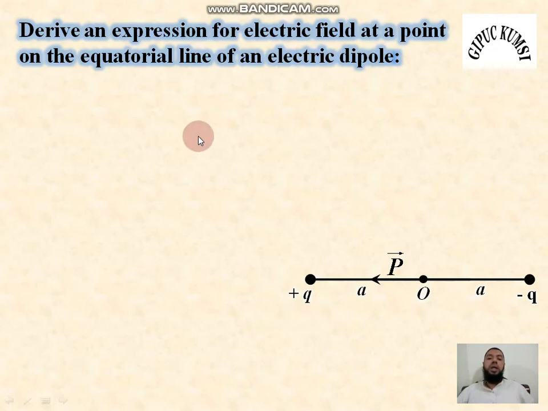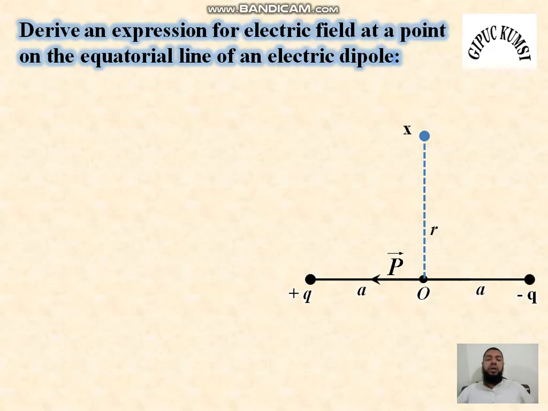Now we need a point on the equatorial line of a dipole. Dipole in the equatorial line mele ಒಂದು point ತಗೊಂಡಿನಿ x ಅಂತ. It is at a distance r. Now I have to calculate what is the electric field at this point due to the positive charge and negative charge. Plus q ಮತ್ತೆ minus q ನಿಂದಾಗಿ ಈ x ಪಾಯಿಂಟ್ ಅಲ್ಲಿ electric field ಎಷ್ಟಿದೆ ಅಂತ ನಾವು ಕಂಡುಹಿಡಿಯಬೇಕಾಗಿದೆ.